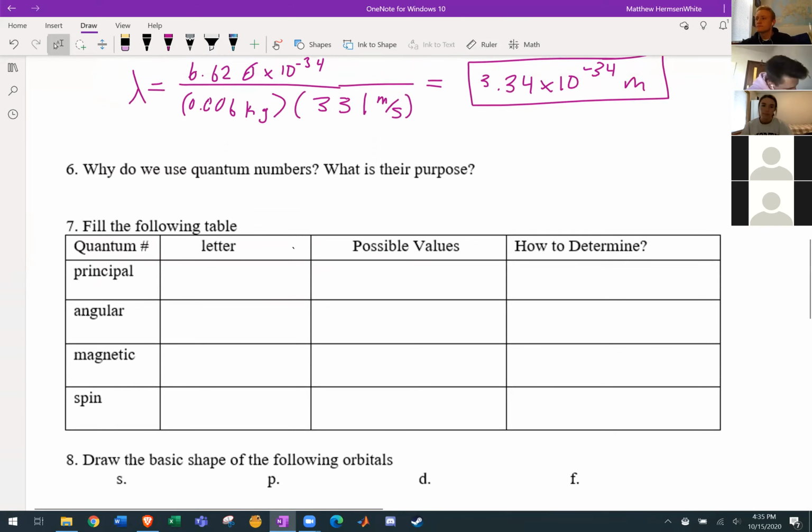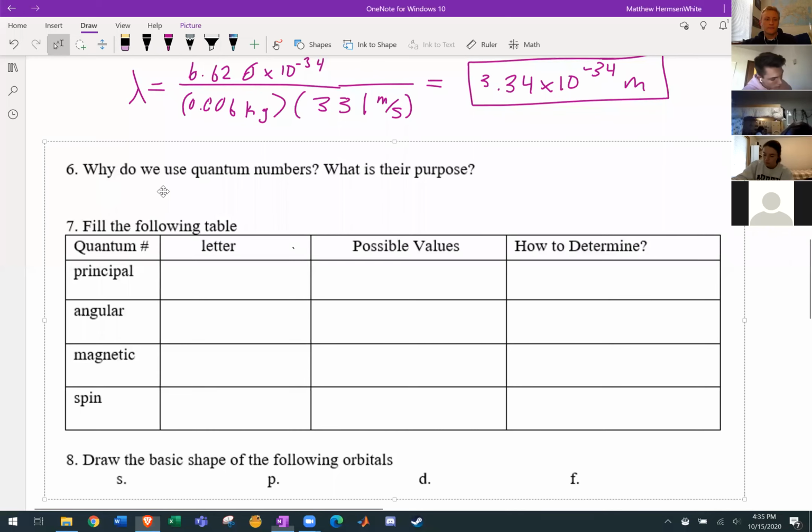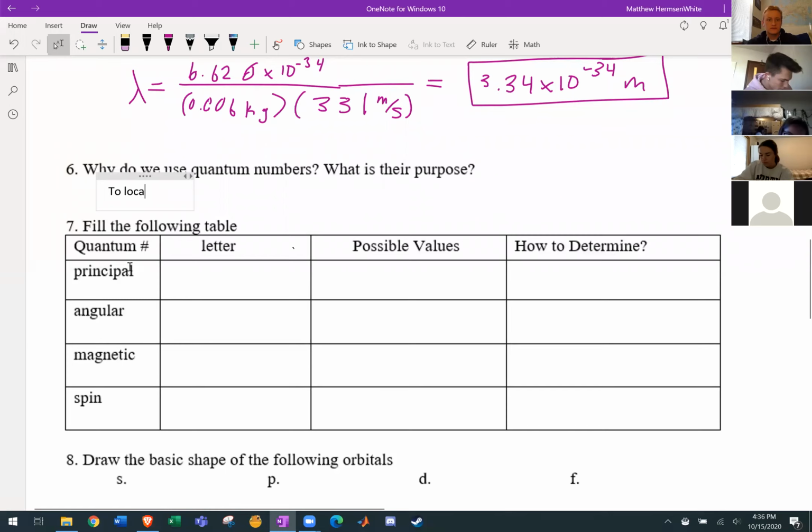It's the best way they have to determine the location of electrons. Very good, Elizabeth. Yes. So Elizabeth said it's a good way to determine, or it might be the only way to determine, where an electron is located. If I was going to write something, I would say to locate and identify electrons in an atom.